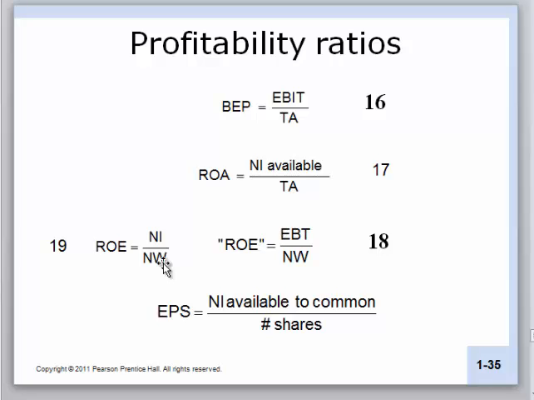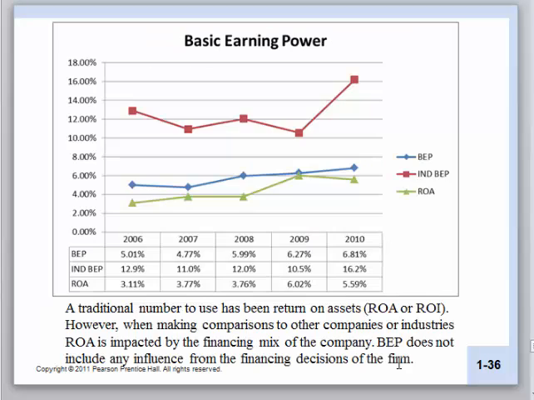Return on equity, net income divided by net worth. We want to know what kind of earnings is generated for its owners. In the industry ratios, they don't have a net income number. It's EBT divided by net worth. So it's not the exact same number, but in general it shows profitability that's available to the owners of the company. And of course, you know what net earnings per share is. So let's look at these numbers. Basic earning power. Here's the industry and here's Coors.